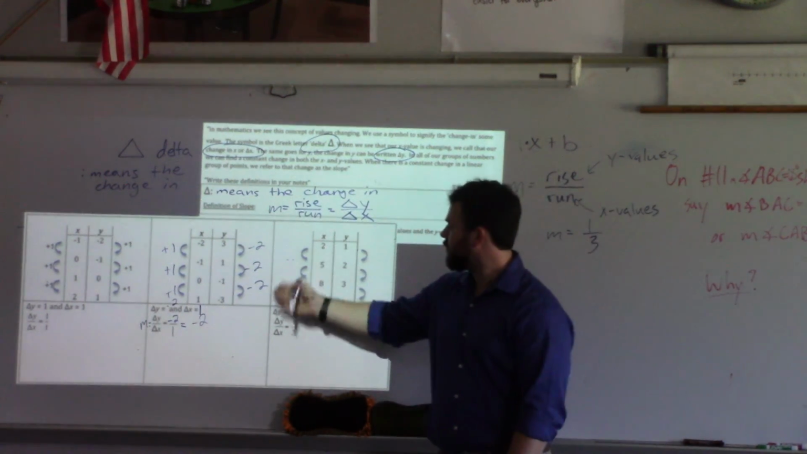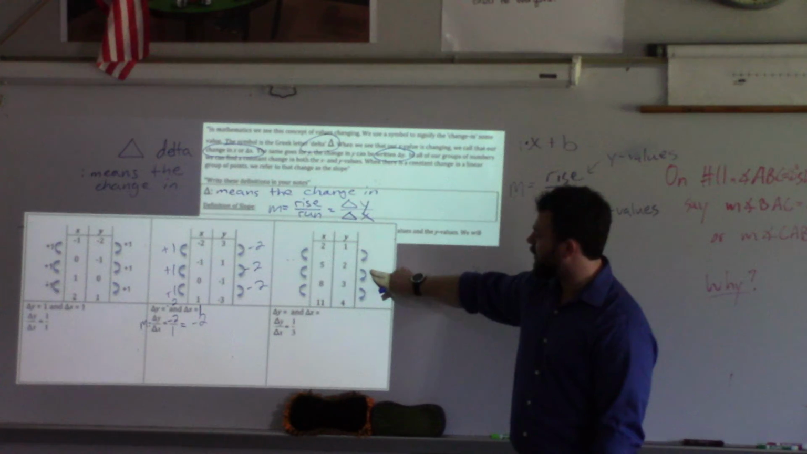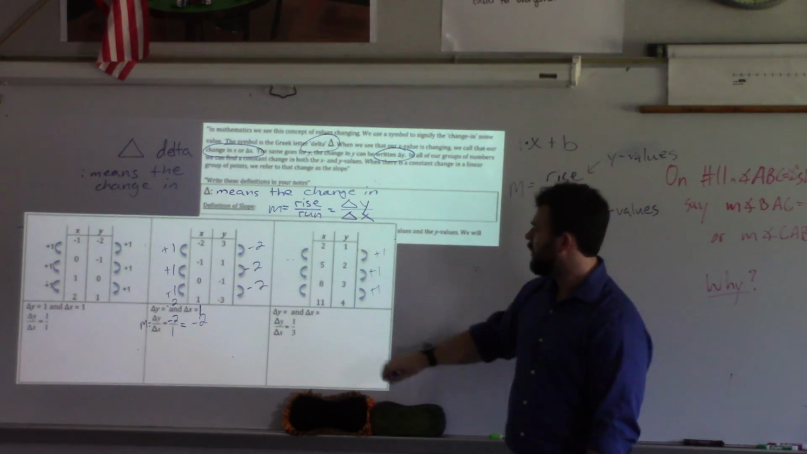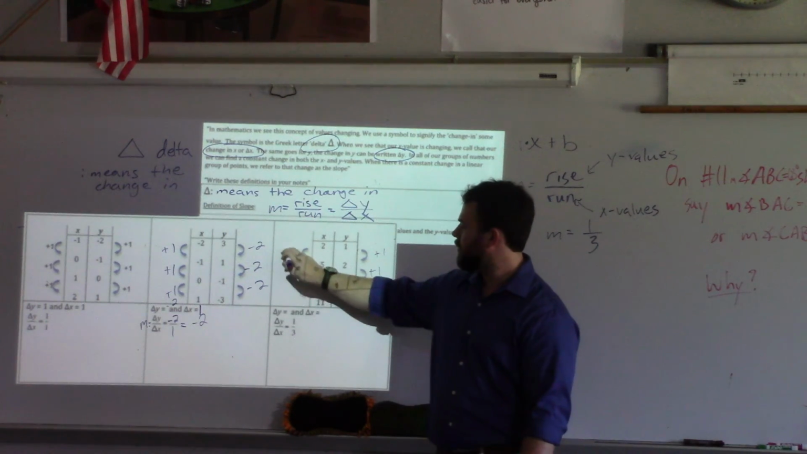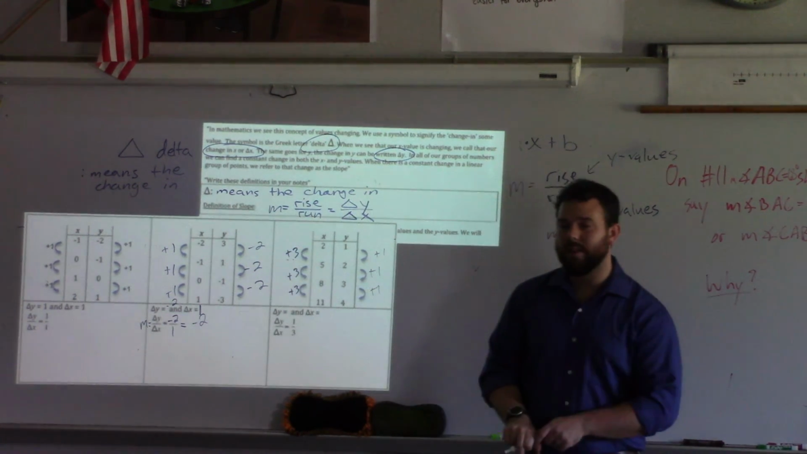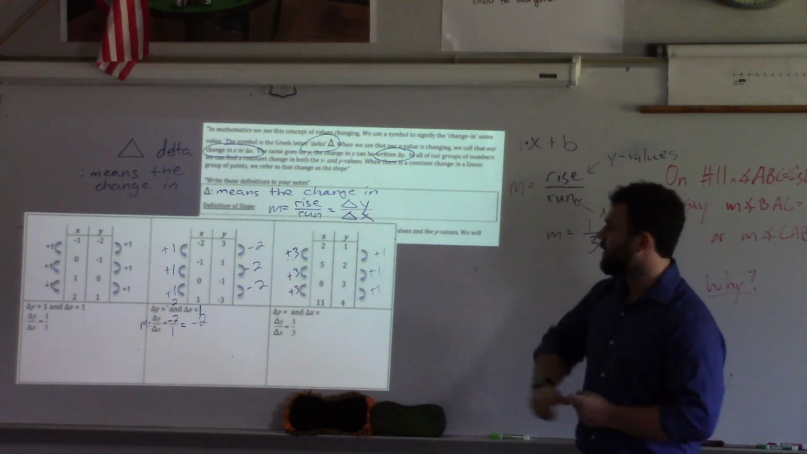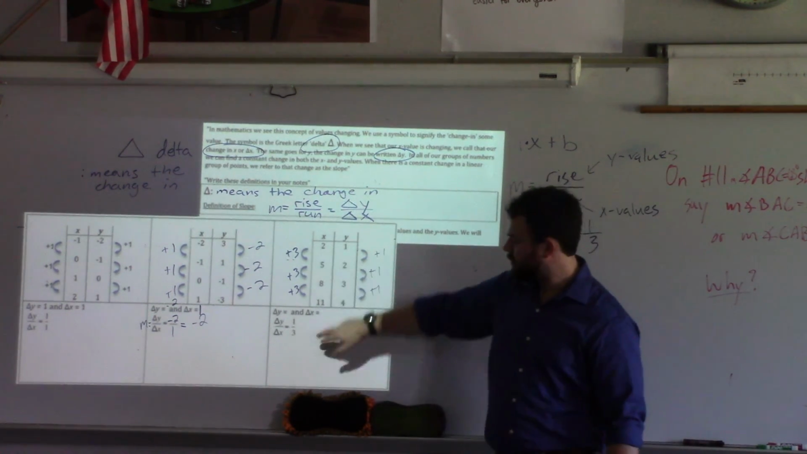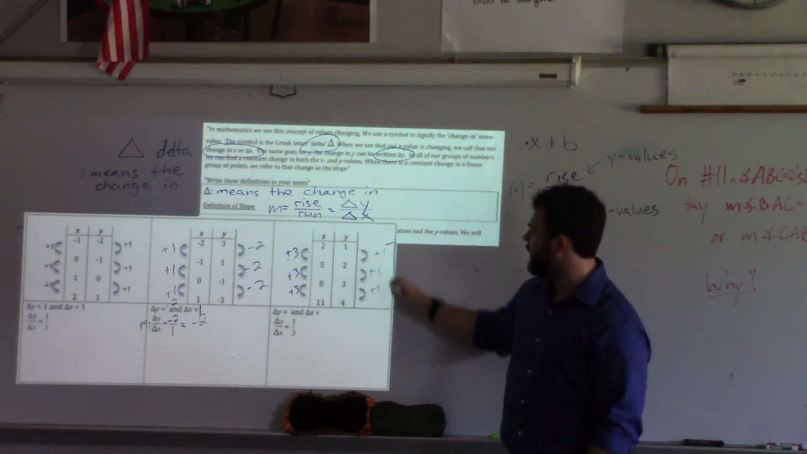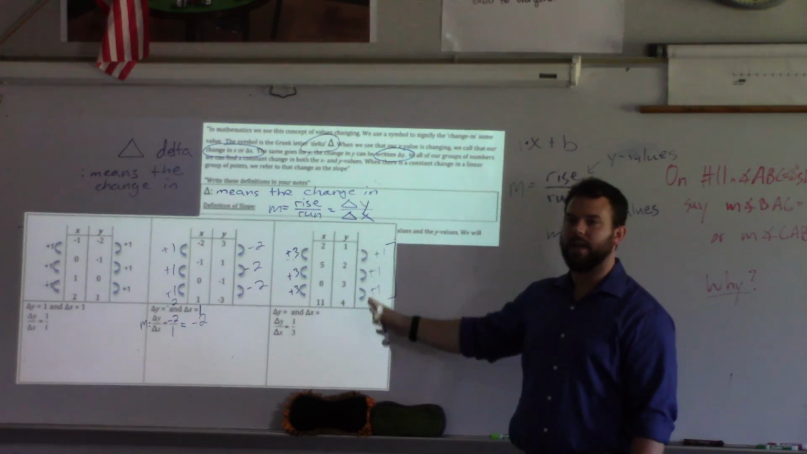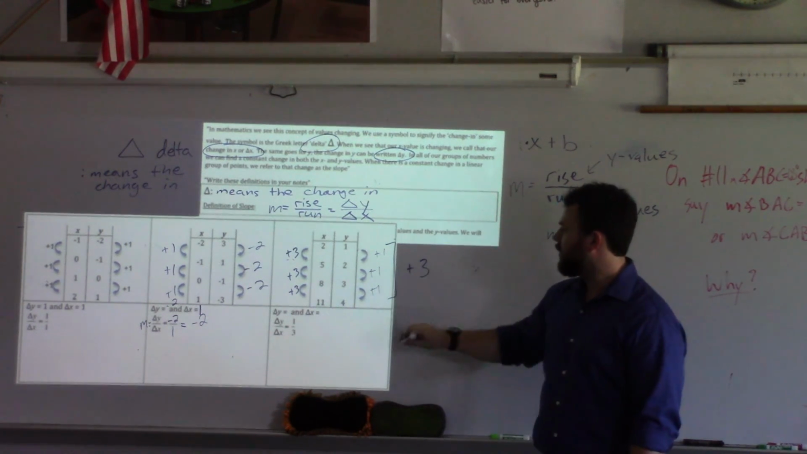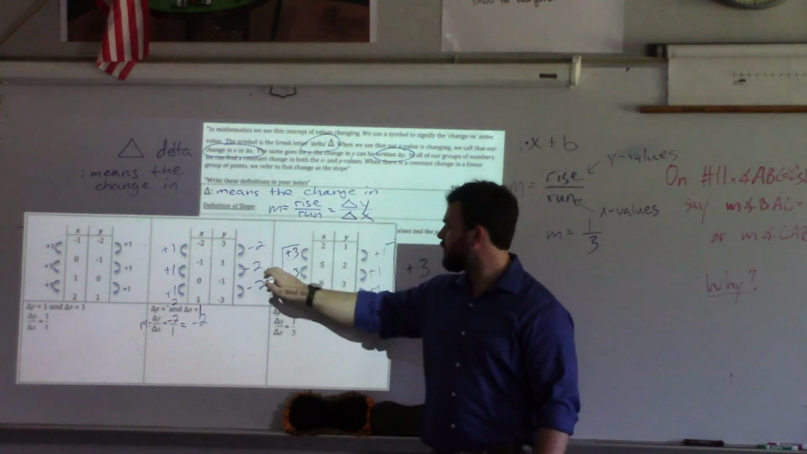So, what's the change in y here? Plus 1. What's the change in y here? Plus 3. Okay, now I want to point this out. We already know that the slope is what for this one? 1/3. Could I look at all three of these at the same time? Because I've added 1 how many times? 3. So that'd be plus what? 3. This would be a total of plus 9.